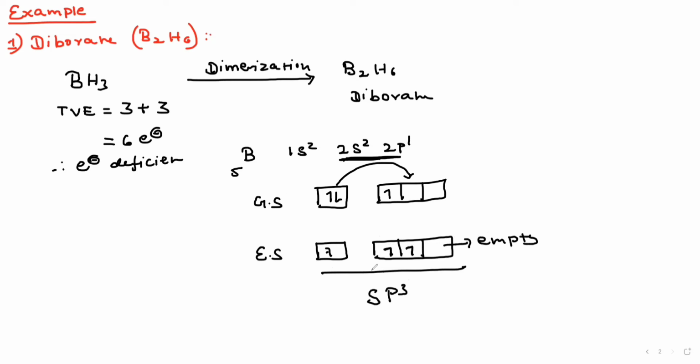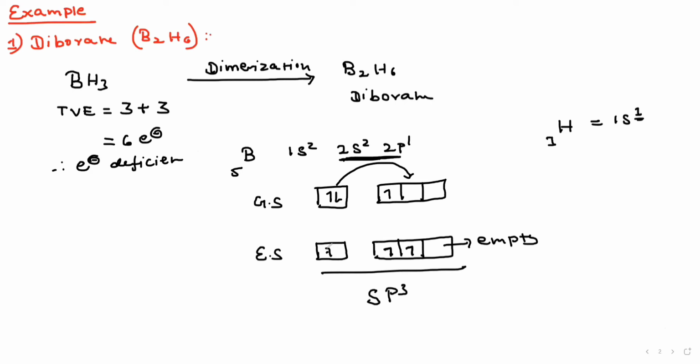But in total how many orbitals? sp3, I mean one s orbital and three p orbitals, so sp3 combination will be there. Now, I'm going to explain the bonding in a diagram. Very important. Please note. Now, you know the hydrogen configuration: 1s1, only 1 electron in the outermost. Now, see the bonding. This is boron. Here also boron.